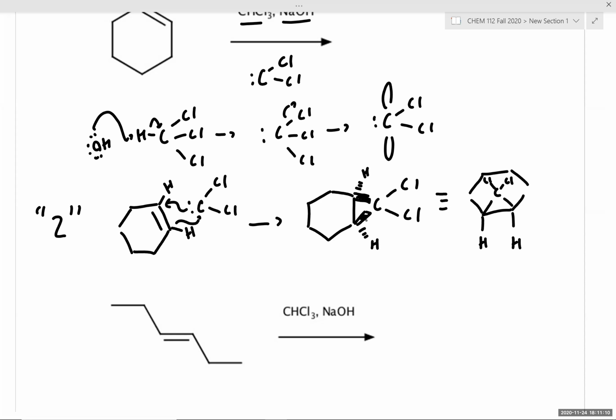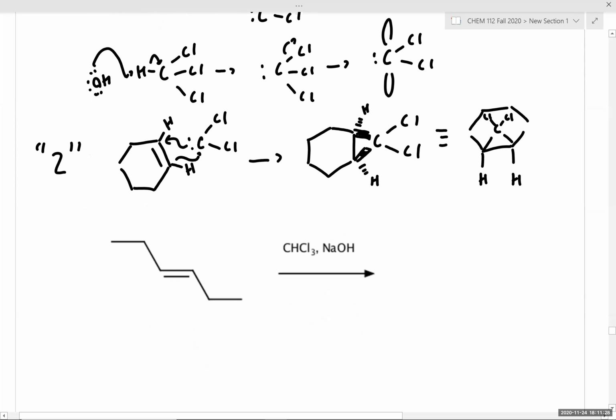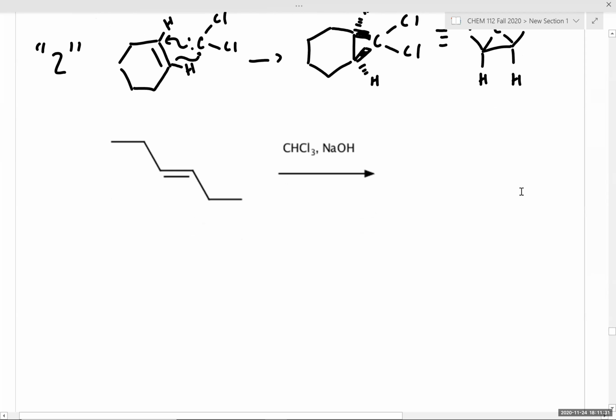Does this make sense to everyone so far? So when you're using a carbene to generate a cyclopropane, it occurs with syn stereochemistry. Don't draw the cyclopropane substituents trans to each other. That's geometrically not allowed. Okay. So let's now look at an E alkene.